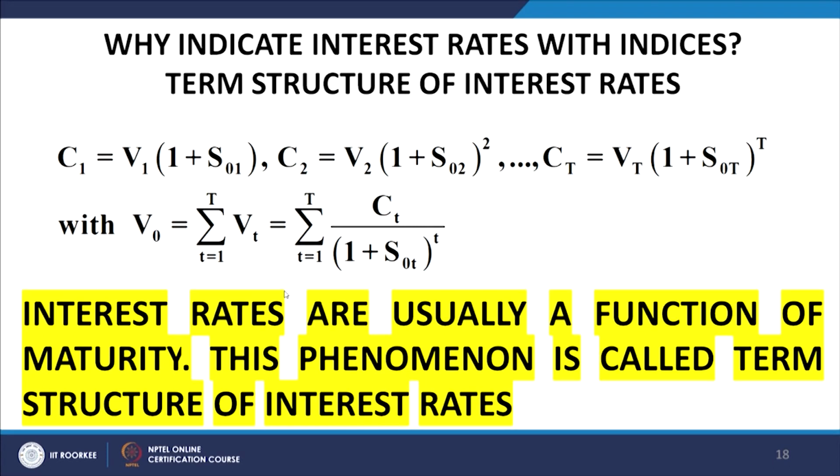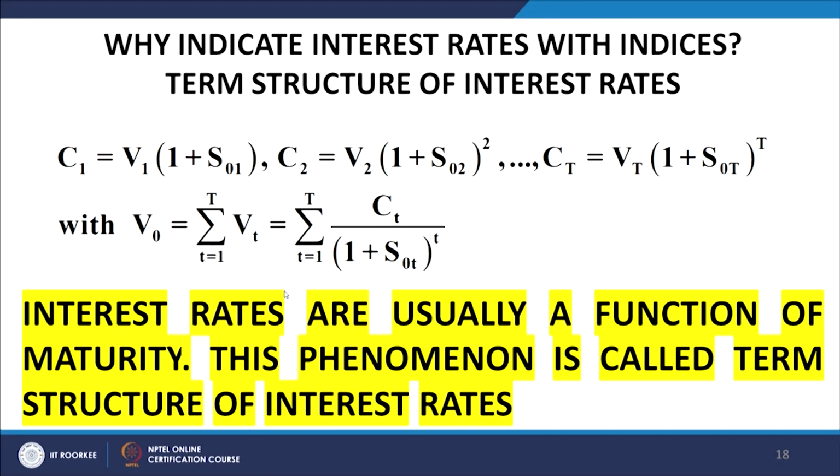Why not simply keep S common for all the maturities instead of having S01, S02, S03? The answer is that the deposit rates or the interest rates depend on the maturity of the underlying deposit. For example, if you go to a bank and you make a deposit for 6 months, you will probably get a lower rate than if you go to the bank and make a deposit for 3 years.